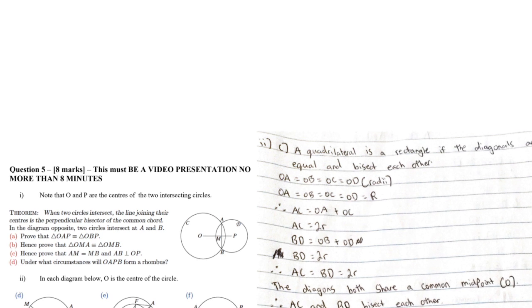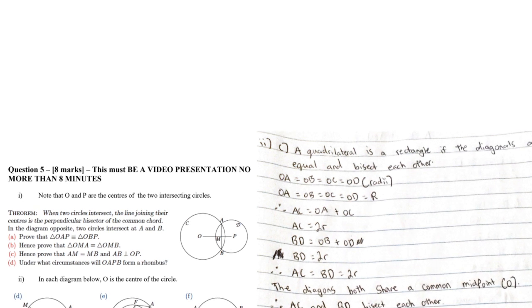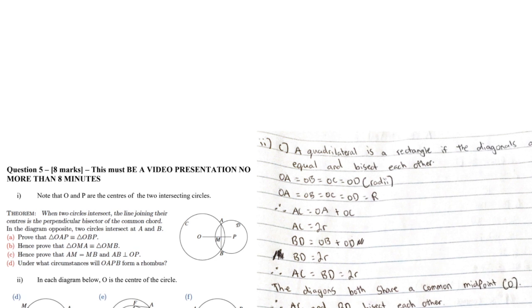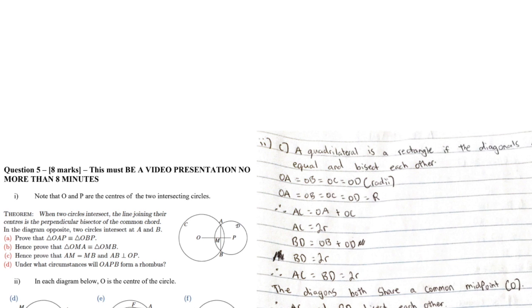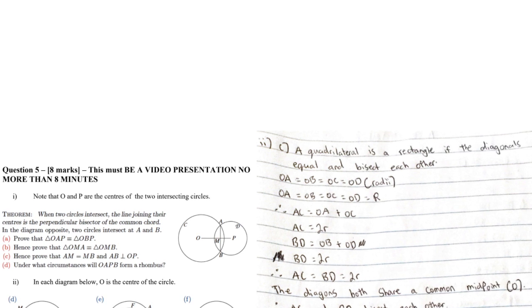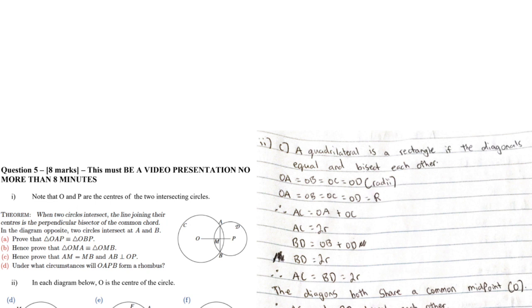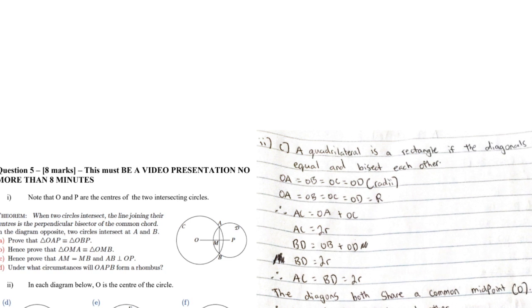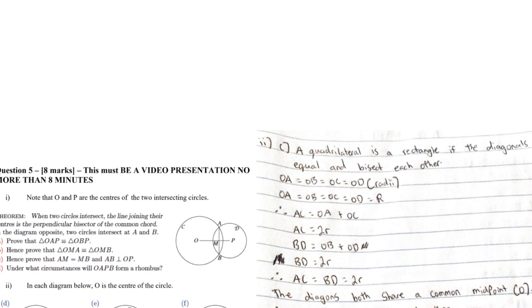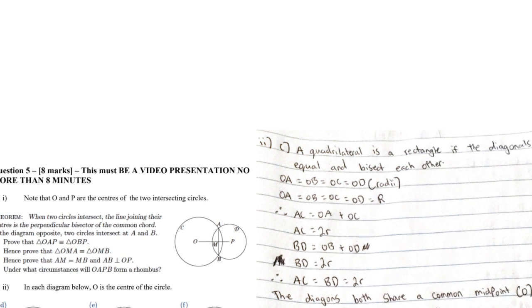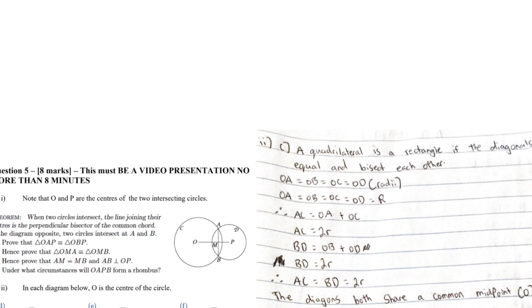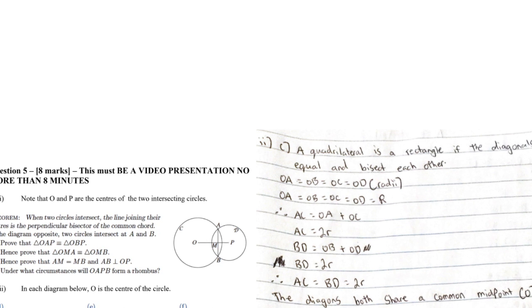Okay, so OA, OB, OC, and OD are all equal because they are radii. Another way to say this would be to say that OA, OB, OC, and OD all equal R. Therefore, AC equals OA plus OC. Or you could say AC equals 2R because OA and OC both equal R. So R plus R would be 2R.